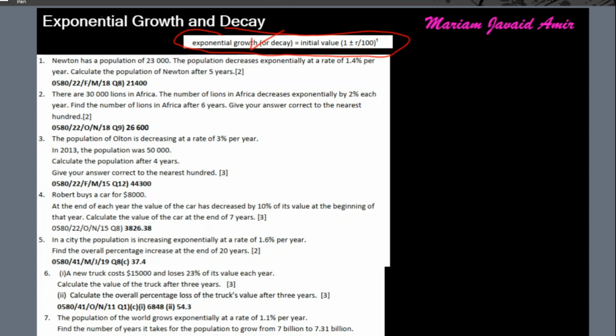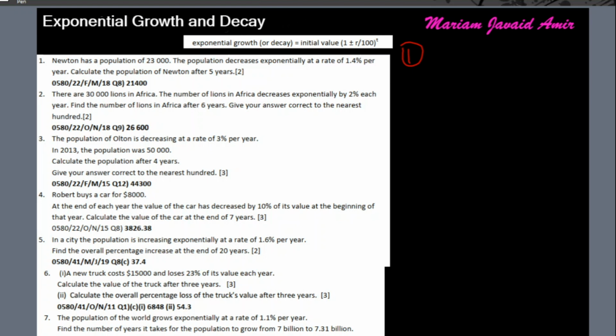If it's a question on exponential growth, we'll use the positive sign. If it's a question on exponential decay, we'll use the negative sign. Starting with question number 1, you'll understand this formula properly once we start the questions. Newton has a population of 23,000. The population decreases exponentially at a rate of 1.4% per year. Calculate the population after 5 years.